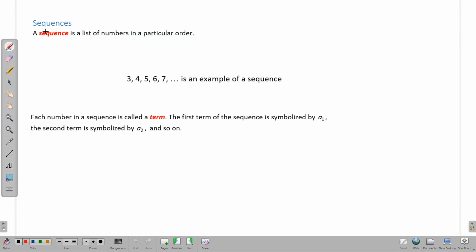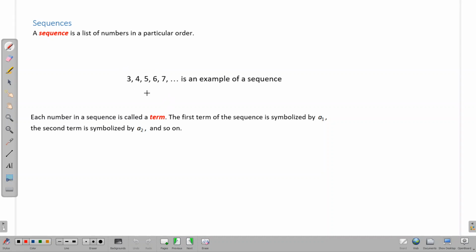So let's start by just talking about what is a sequence. It's pretty basic. A sequence is simply a list of numbers in a particular order. Take any numbers you want, put them in a particular order, and that is a sequence. So as a really basic example, 3, 4, 5, 6, 7, and then the ellipsis here just indicates that this goes on forever. This is an example of a sequence.